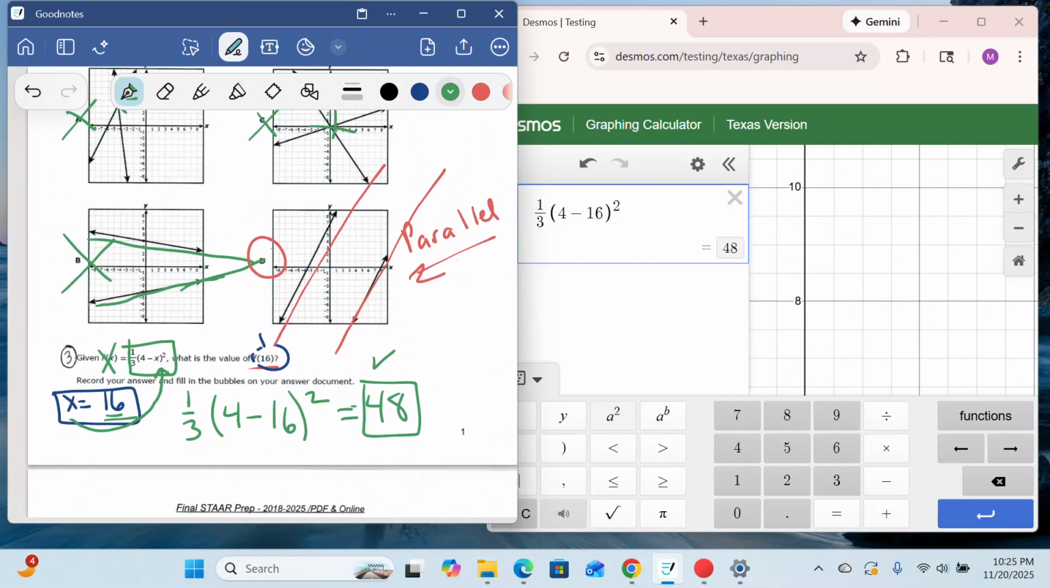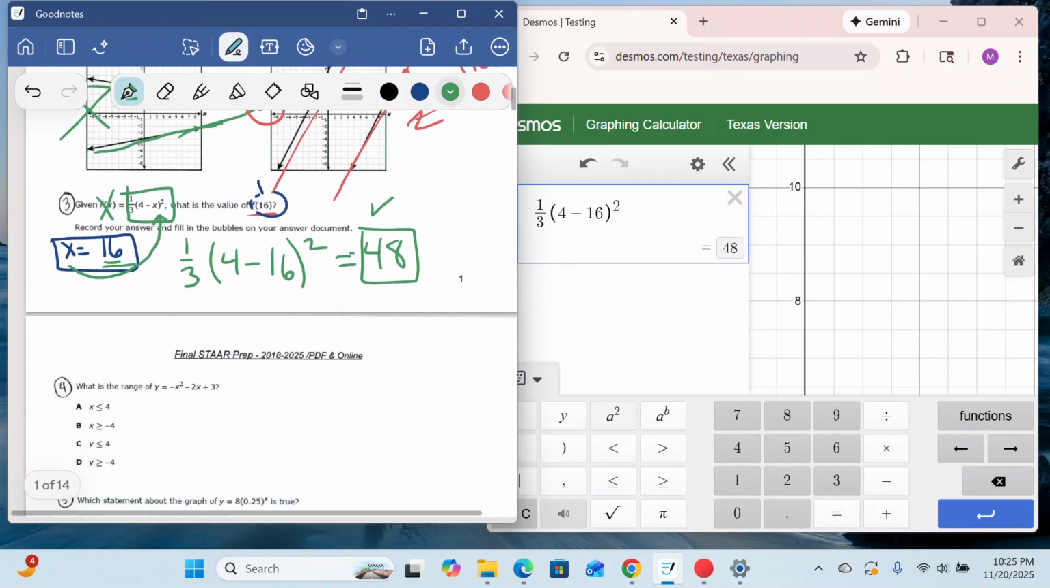And remember, there's no need to put in f of x. You can put it in, but again, it's better to not confuse Desmos and just put in the bare minimum when you do your problems.